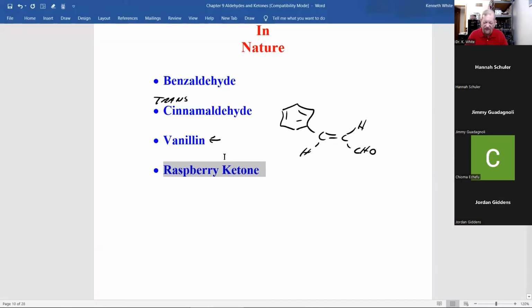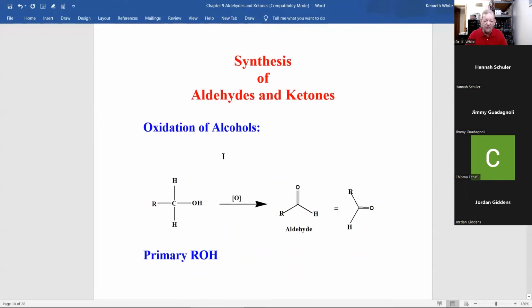All right, let's move on. How do you make aldehydes and ketones? The next two reactions I can go through real quick because we already did this in alcohols. If you take a primary alcohol and oxidize it, you'll get an aldehyde.